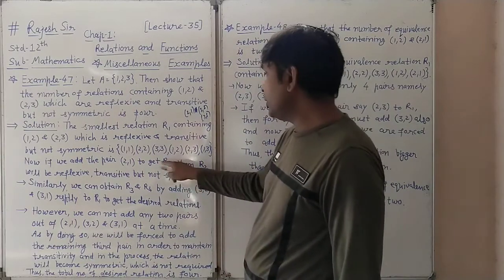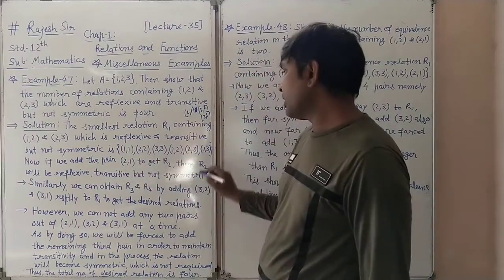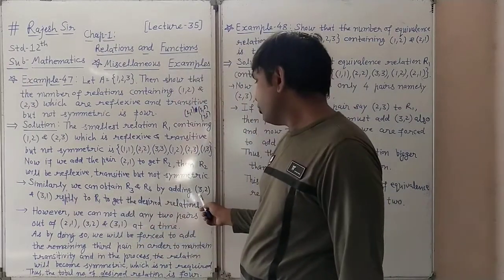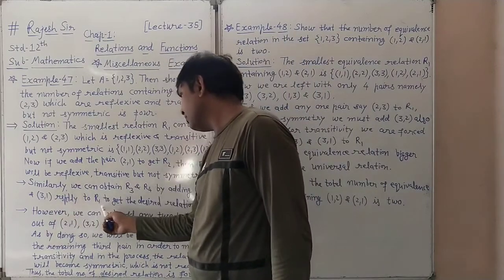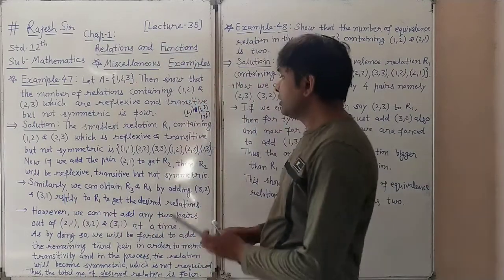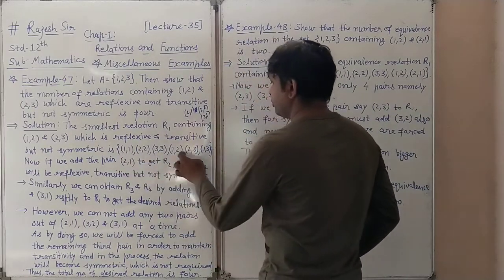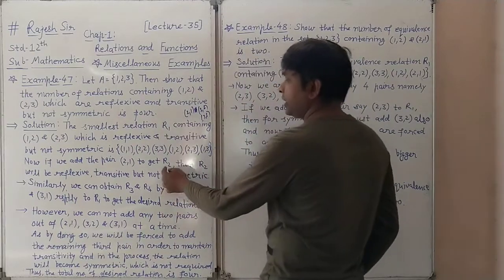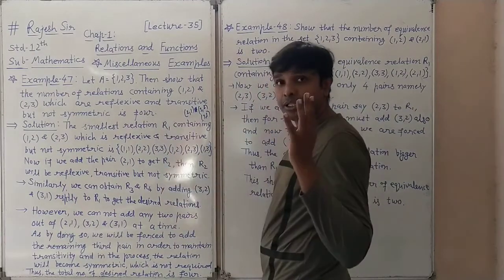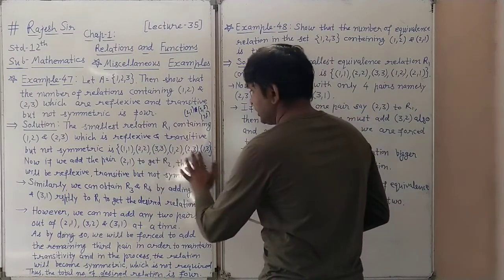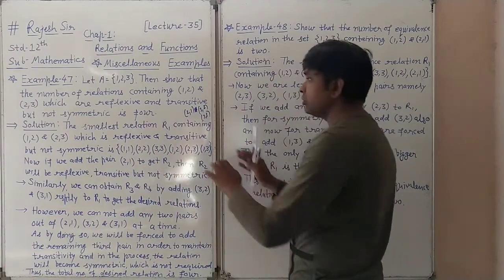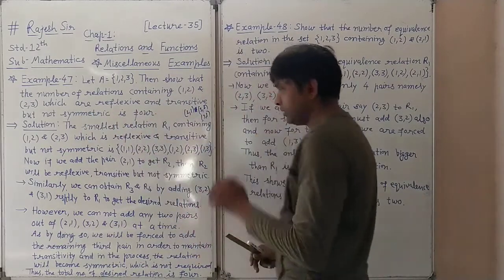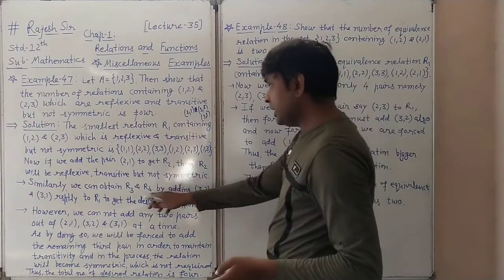How do we get R2? By adding (2, 1) to R1. Similarly, we can obtain R3 and R4 by adding (3, 2) and (3, 1) respectively to R1 to get the desired relation. Means these 6 pairs are given in relation R1. We can make the relation R2 in which there will be 7 pairs: 6 are these and one more, (2, 1). Then also the relation will be reflexive, transitive and not symmetric. Then we can get R3 and R4 also.